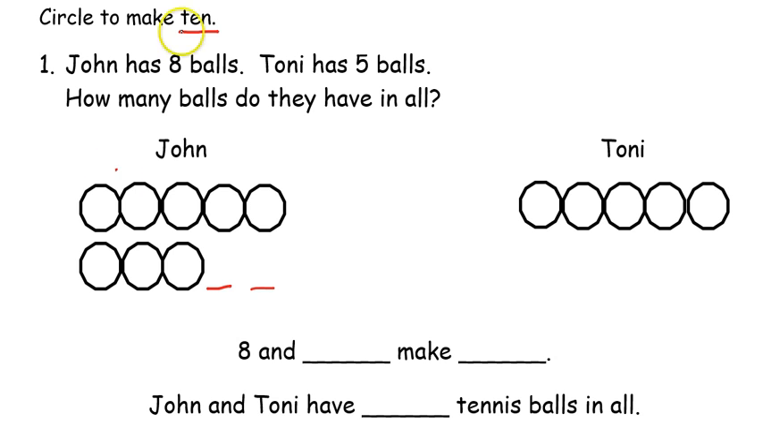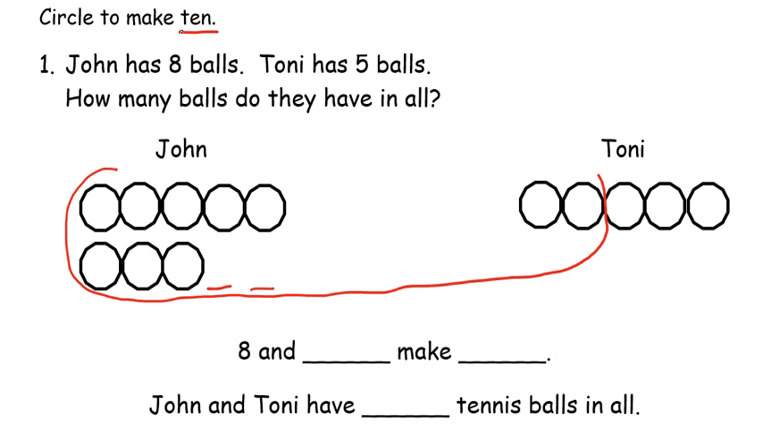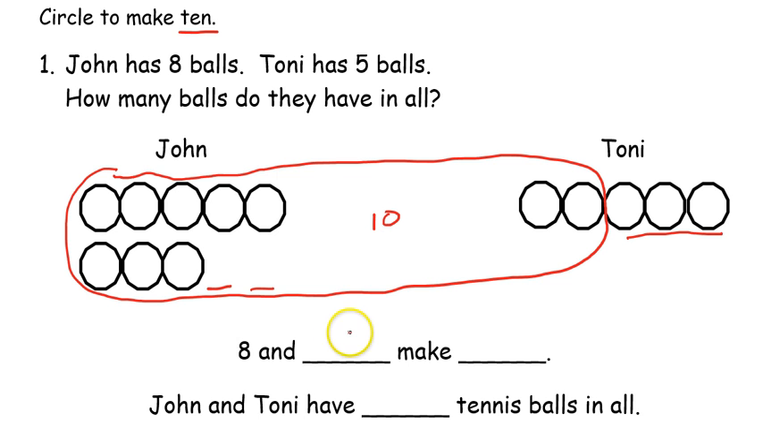So I'm going to circle the 8 that are in John's section and then 2 more that are in Tony's section. So I can see that I have the 8 and the 2 more that make 10, and then I have 3 more left over in Tony's section. That tells me that 8 and 5 make 13. The 10 that I made by combining, and then 3 more. John and Tony have 13 tennis balls in all.